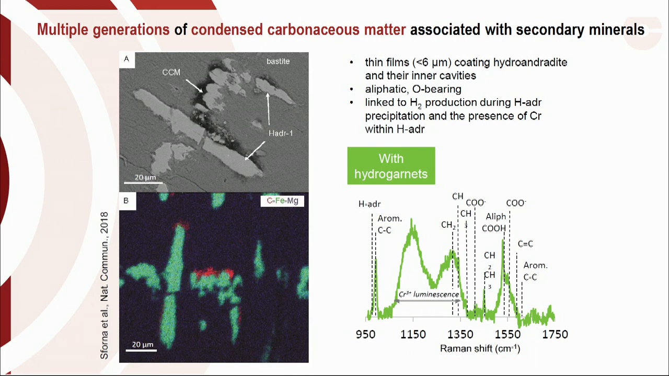So here, these are the examples of the hydrogarnets. You can see this also through the elemental distributions. But you can see here, in the dark phase, because it's carbon, thin films that are coating this hydroandradite. And Raman analysis of it shows that there are aliphatic compounds. It also bears oxygen functional groups such as carboxyl ones. And the formation was related to local hydrogen production that is related to the formation of hydrogarnets. And probably in this case, the presence of chromium in the hydroandradite was also important, because hydroandradite that lacked chromium also lacked carbonaceous matter.